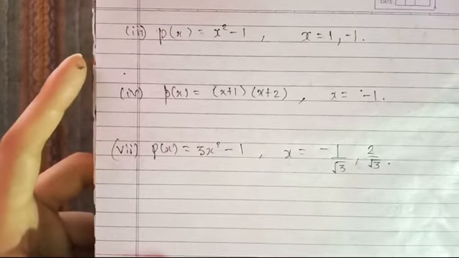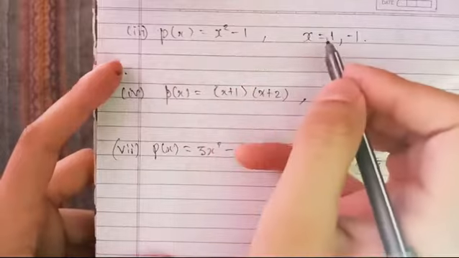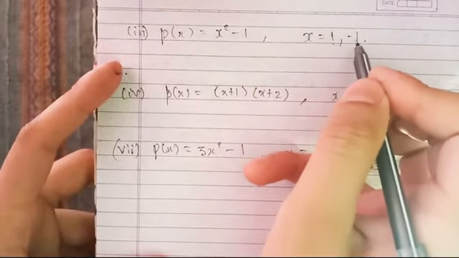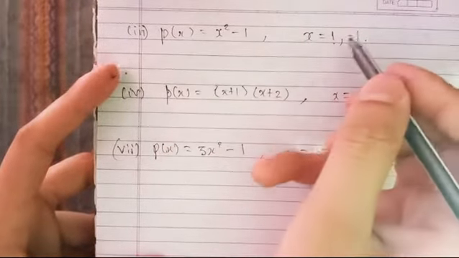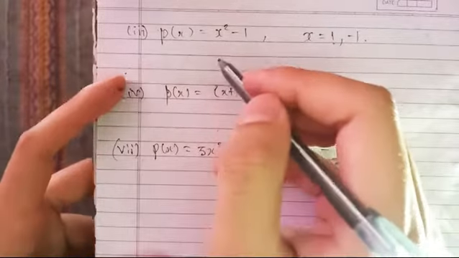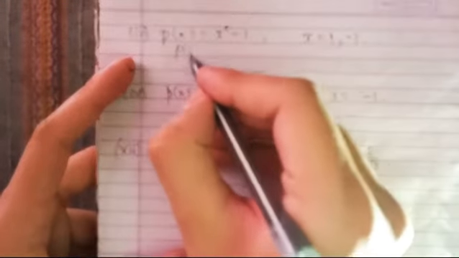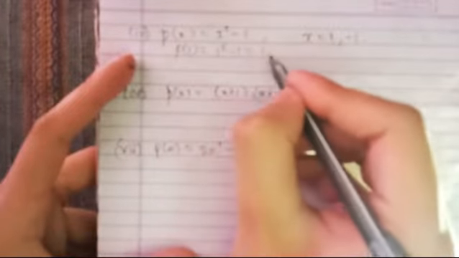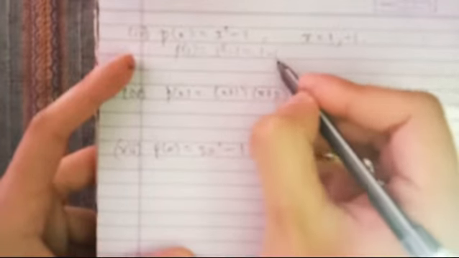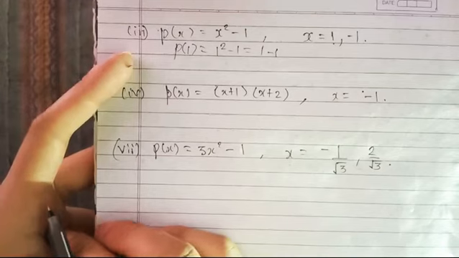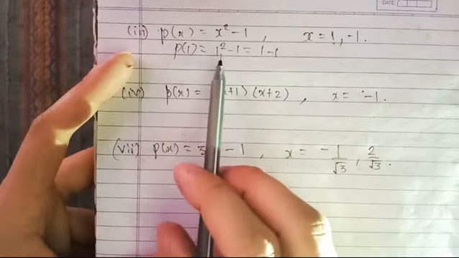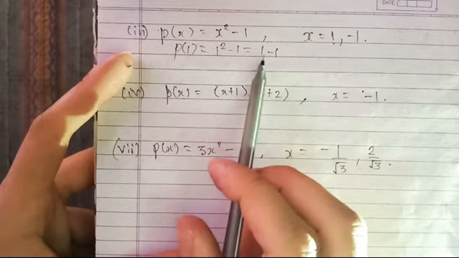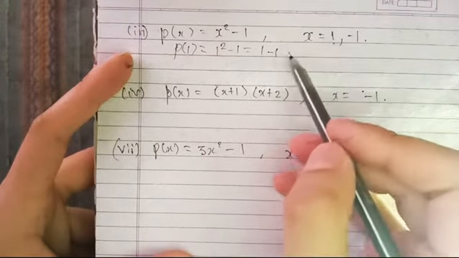Now for the second question, P(x) is equal to x square minus 1, and we have to put x equal to 1 first, then minus 1. We have to check which of the numbers is a 0 of this polynomial. So if we put 1, P(1) is equal to 1 square minus 1, that means 1 minus 1, and 1 minus 1 is what? 0.